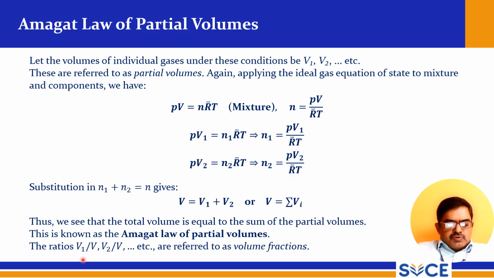So the ratios V1 by V, V2 by V, etc. are referred to as volume fractions. Volume fractions are nothing but the first partial volume divided by the total volume, that is V1 by V. So the partial volume percentage we can calculate.